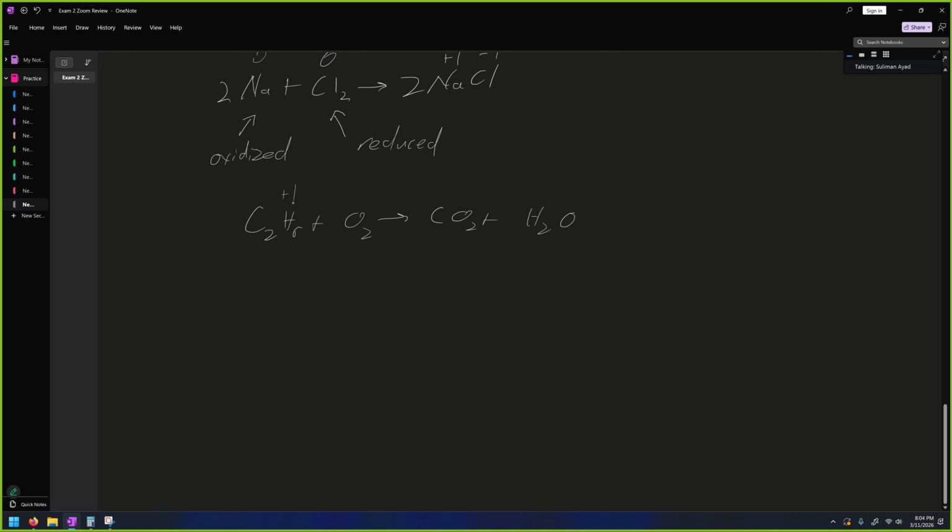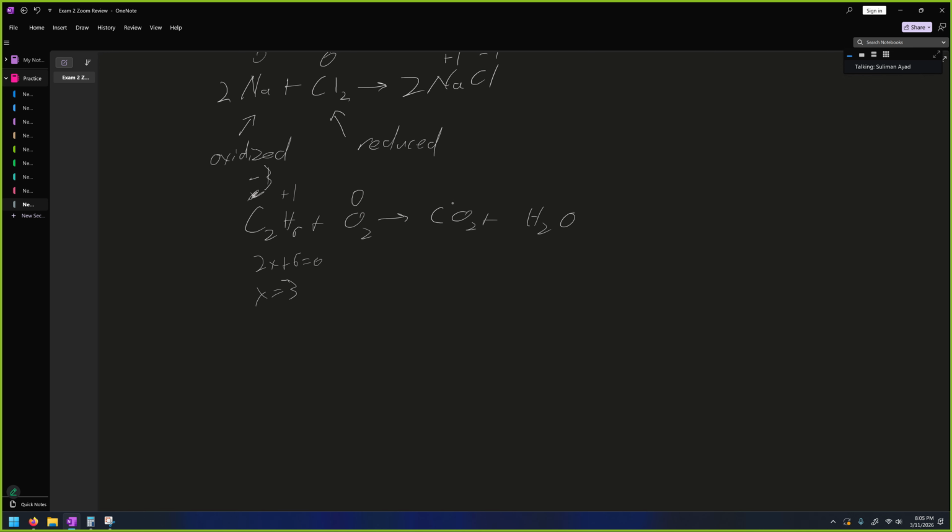Hydrogen is always a +1 because it's in group 1 of the periodic table. There are 6 hydrogens, so we'll give this a +6. My carbon's got an X here, and so we'll set that equal to 0. 2x plus 6 is equal to 0. X is therefore equal to -3. And so that means that carbon has a -3 oxidation number. Oxygen here is a 0. And then we can evaluate the carbon and oxygen on the other side.